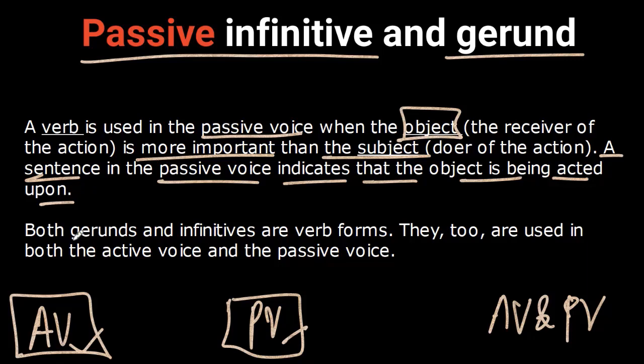Now, both gerunds and infinitives are verb forms. These are verb forms that do not function as verbs. All gerunds function as nouns, and infinitives function as a noun, an adjective, or an adverb. Since they are verb forms, they can be in the active voice or the passive voice. They will be in the active voice when the focus is on the doer of the action, and in the passive voice when the focus is on the receiver, the object of the action.